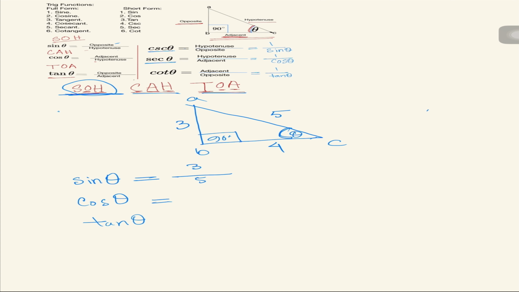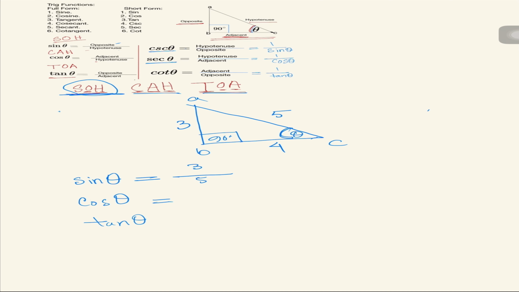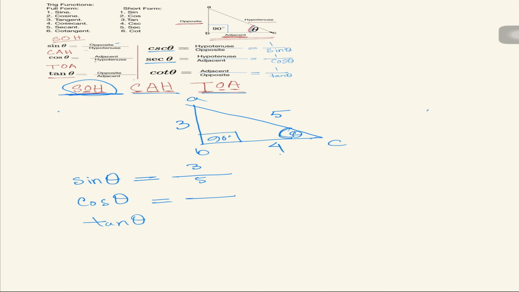Now, what is cosine theta? Cosine theta is adjacent over hypotenuse, right? So what is our adjacent? It is 4, because BC is the adjacent, and the hypotenuse is 5 again. So 4/5. What is tan theta? Tan theta is just opposite over adjacent, so 3/4.